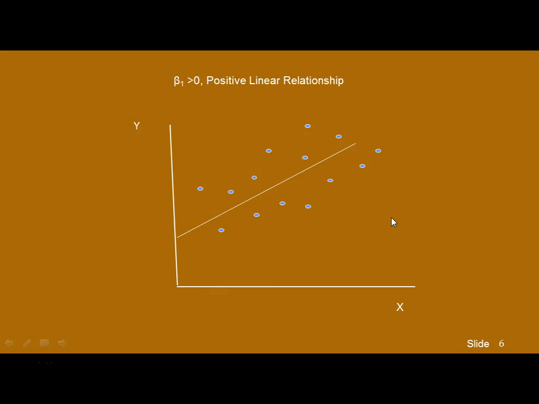Let's look at an illustration. Imagine we had all data in the population between y and x, and we're going to illustrate a population regression line. Here we have an upward sloping relationship, which would mean that the slope term is positive. So we have a positive linear relationship. Some of these points might be on the line. Many of them will be what we call epsilon distance off of the line. Epsilon is basically the distance of a point to the line.